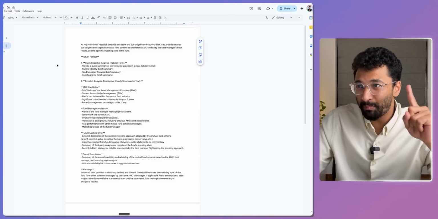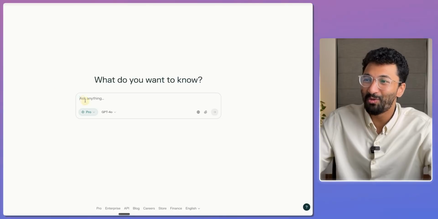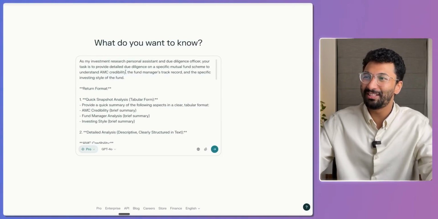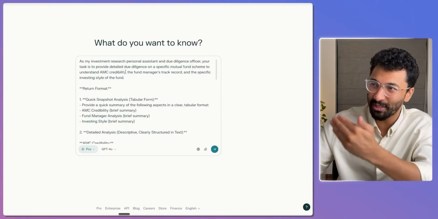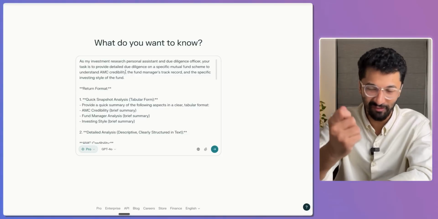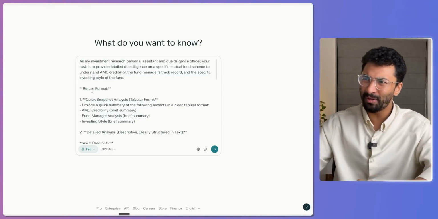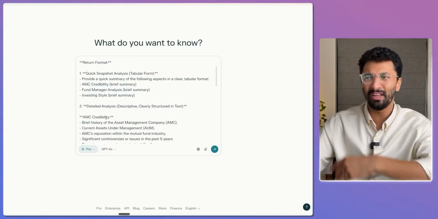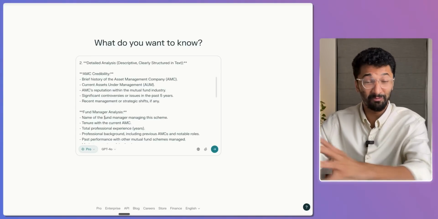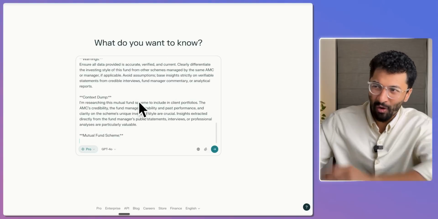So what you want to do on Perplexity is tell it: you are my investment research personal assistant and due diligence officer, and I want you to create a report on this AMC and this particular fund. We'll enter the fund name, and based on best practices of AI prompting, we want the return format to be in a particular way. I have described everything that we want to know from our personal assistant. So there you go, right? So we have all of this information.